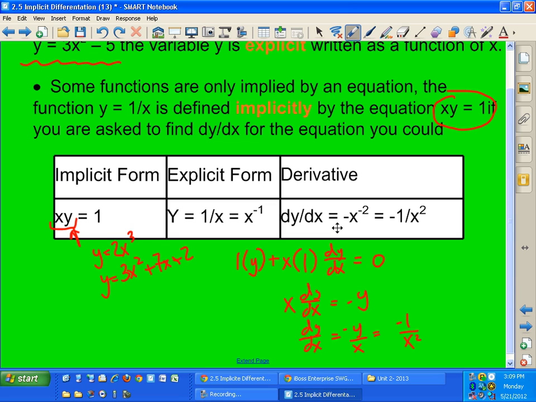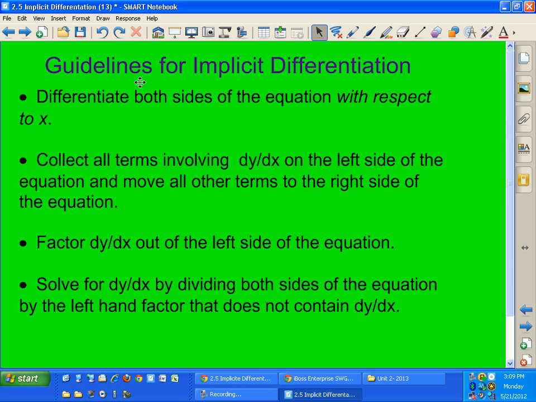I'm going to go through the guidelines on the next page. So here are the guidelines. Differentiate both sides of the equation with respect to x. Then we're going to collect all the terms involving dy dx on the left side of the equation and move all the other terms to the right side of the equation. We'd factor out a dy dx from the left side of the equation, and then we're going to divide both sides by it.